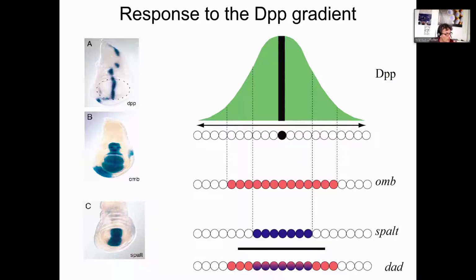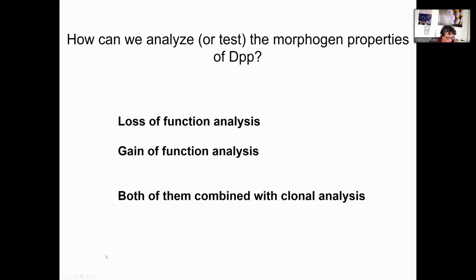Now, what do we know about these different responses of OMB and SPALT to different levels of DPP? That's the key question here. Why is OMB more sensitive? Does it have more MAD binding sites, or are they differently spaced? That would be the molecular explanation. We need a molecular explanation for why they're differently expressed. Both need DPP.